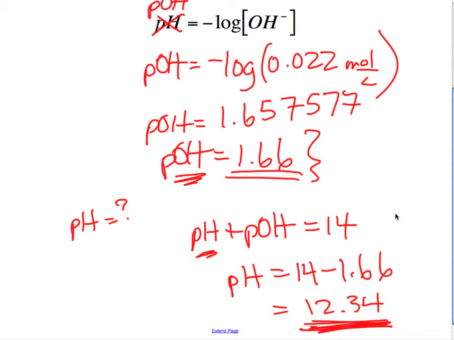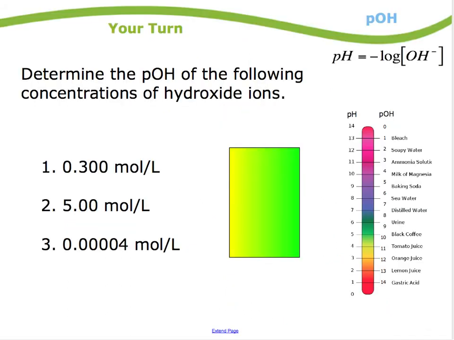Well, maybe before we go backwards, why don't you try a couple? Okay, do the pause thing and try these 3 questions to see if you can figure out what the pOH of solutions that contain these concentrations of hydroxide ions.